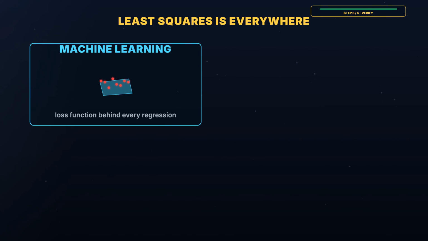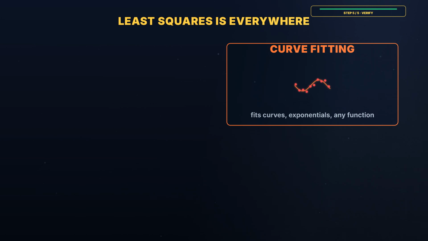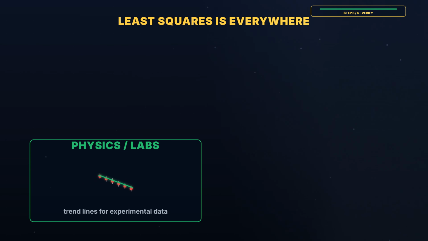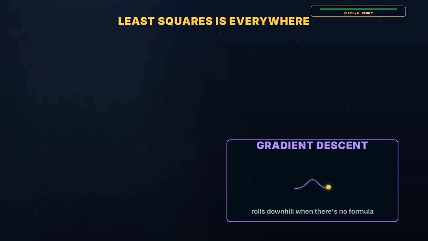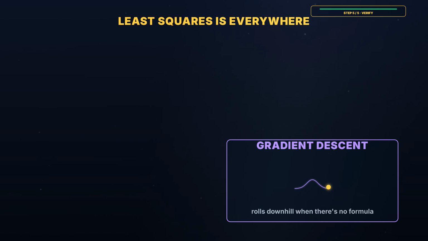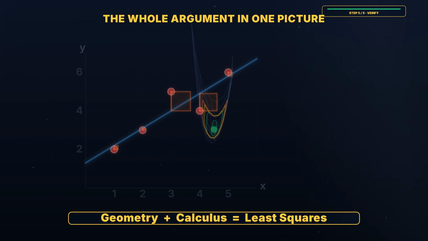Least squares is everywhere. Machine learning: the loss function behind regression. Curve-fitting: polynomials and exponentials. Physics labs: trend lines through experimental data. Gradient descent: rolling downhill when there is no formula. 4 domains, 1 geometric idea. Least squares connects them all. Geometry plus calculus equals least squares, 1 picture.